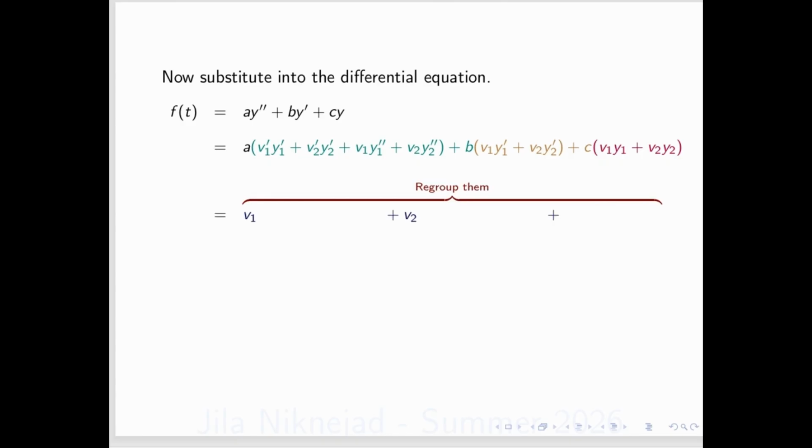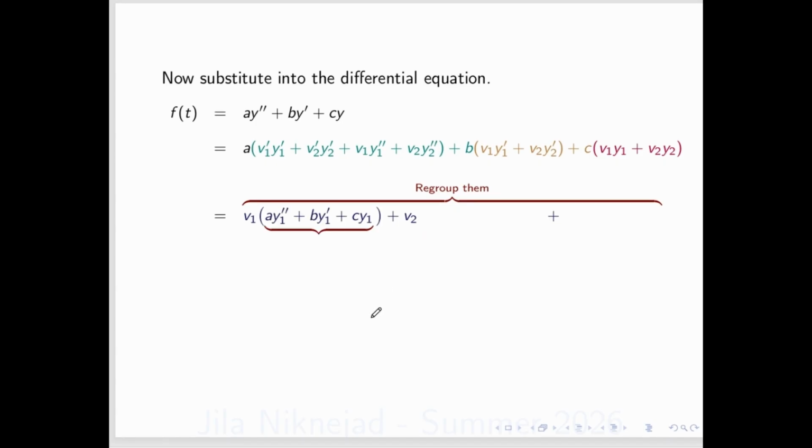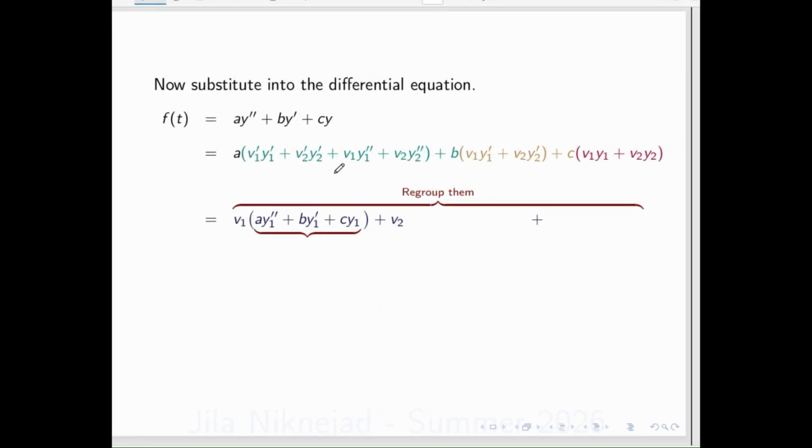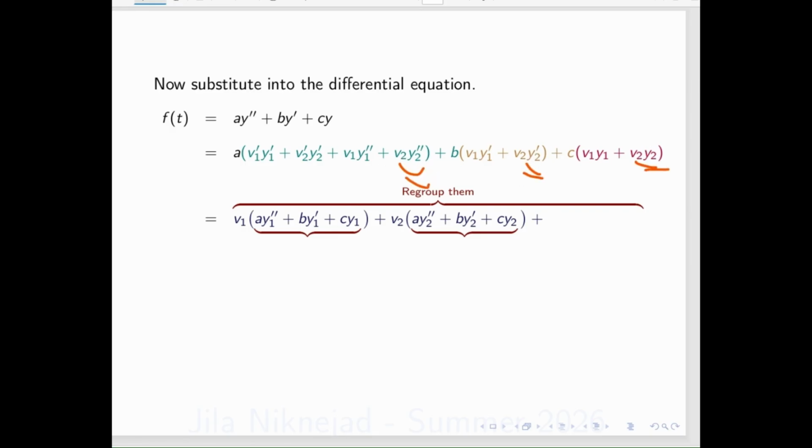Now let's clean this up into groups. One group where each term contains v1, and we factor v1 out. Another group that contains v2, and we factor v2 out, and the rest. So what contains v1 are these terms, and what contains v2 are these terms. What is left is going to contain v1 prime and v2 prime.